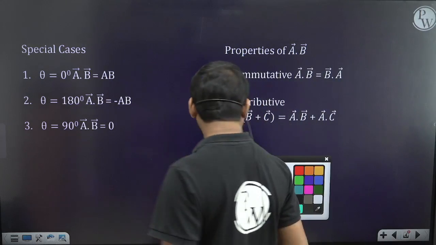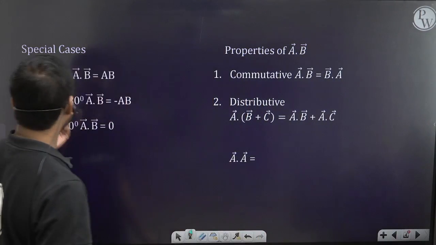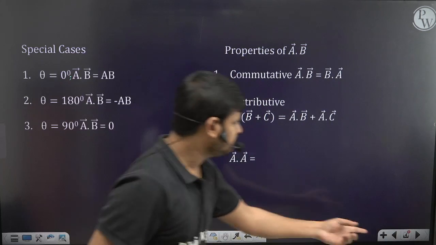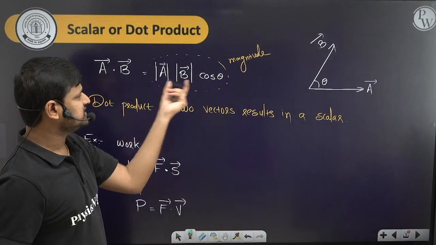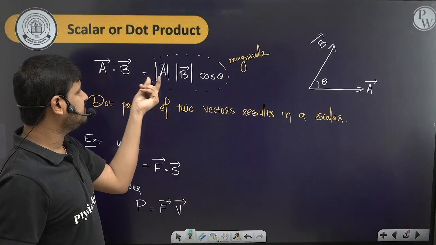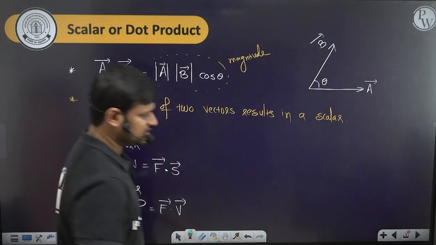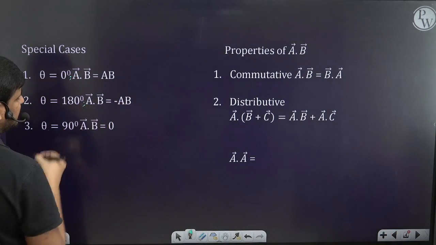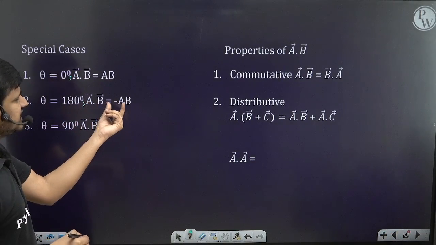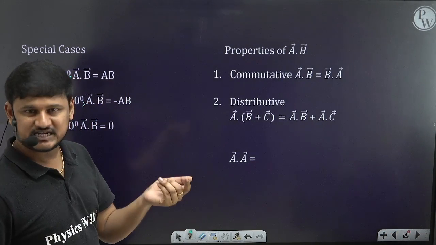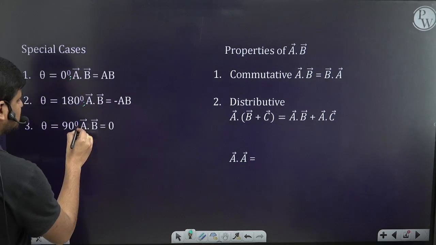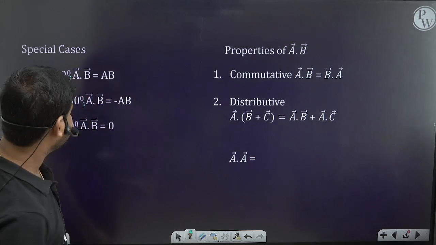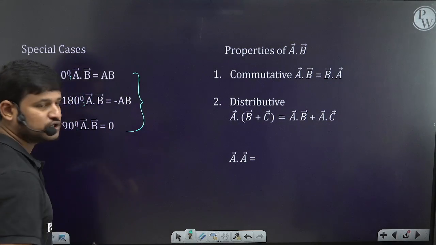Now there are some special cases which we should understand. If theta is equal to 0, cos 0 is 1, so A dot B will be equal to AB, the magnitude of A into the magnitude of B simply. If theta is equal to 180, then A dot B is equal to minus AB, because cos 180 is minus 1, right? And if theta is equal to 90, then A dot B is equal to 0, because cos 90 is 0. These are the special cases you should remember.